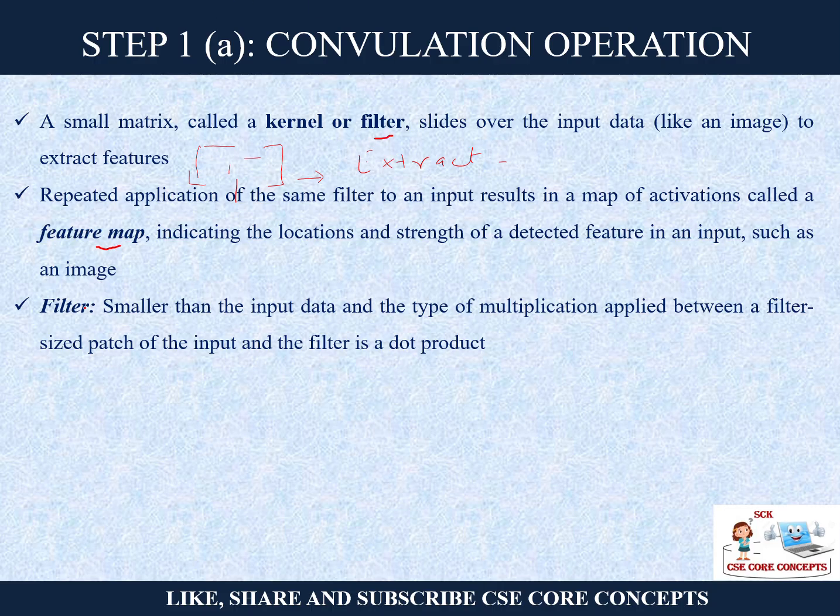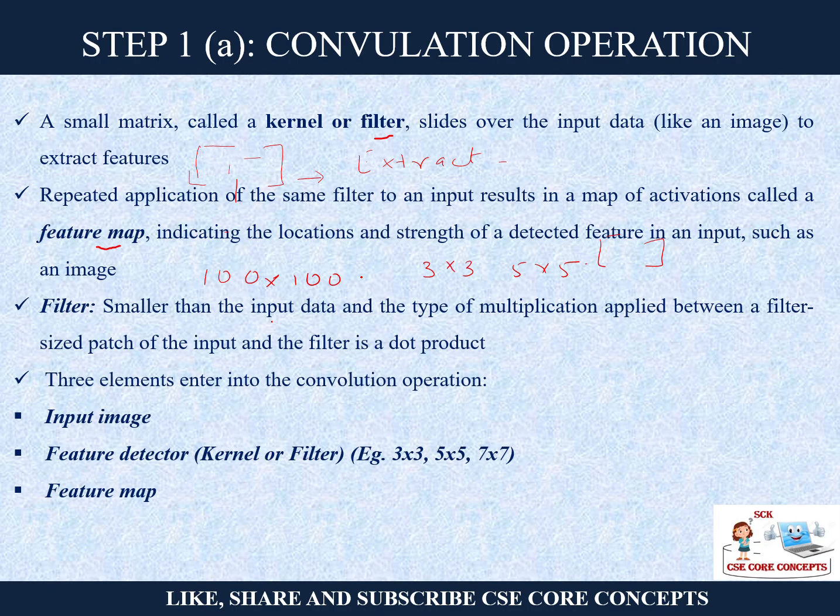I spoke about something called a kernel or a filter. So what is a kernel or a filter? Basically it has to be smaller than the input data. The size of the filter should be smaller. Let's say, for example, your image size is 100 cross 100. Then your filter size can be, let's say, 3 cross 3 or 5 cross 5. A filter is nothing but a two-dimensional matrix, and then we perform a multiplication between the input image and the filter.